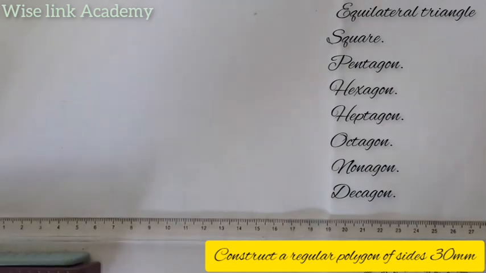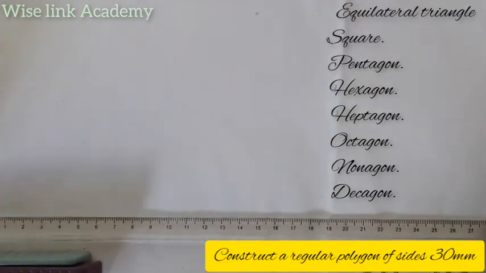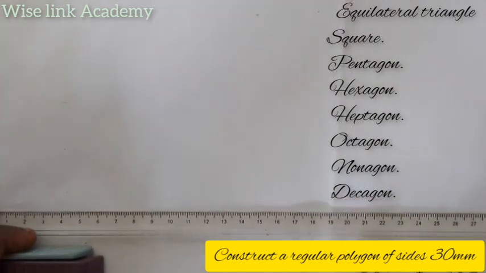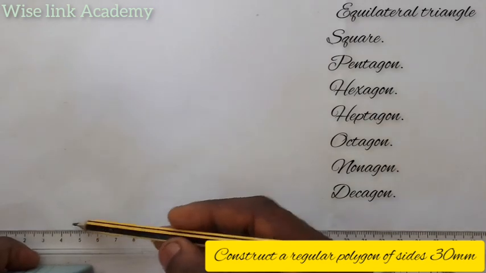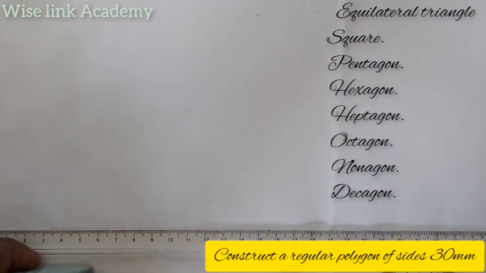The first task here, as you can see in the question, we were given a dimension of 30 millimeter. So I take my T-square. My T-square helps me to draw horizontal lines. So my first task here is to draw a horizontal line. I take my T-square this way and draw my horizontal line at this point. Horizontal line, faint line, please.